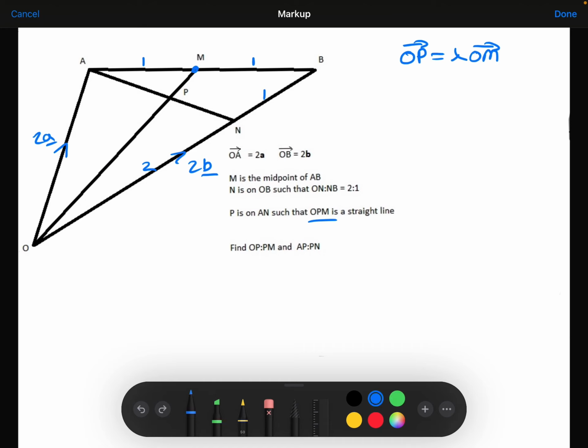I can also say a similar thing for the line AN. I can also say that A to P is going to be some fraction of A to N. And that fraction is denoted by the constant mu. If I can work out lambda and mu, that's going to help me to get these ratios.